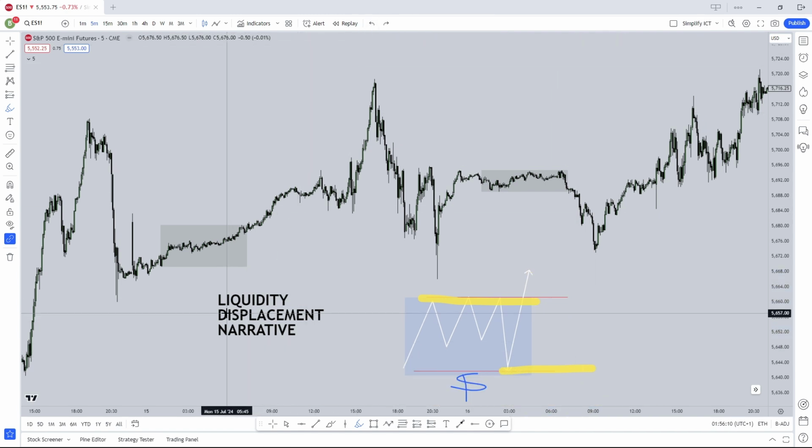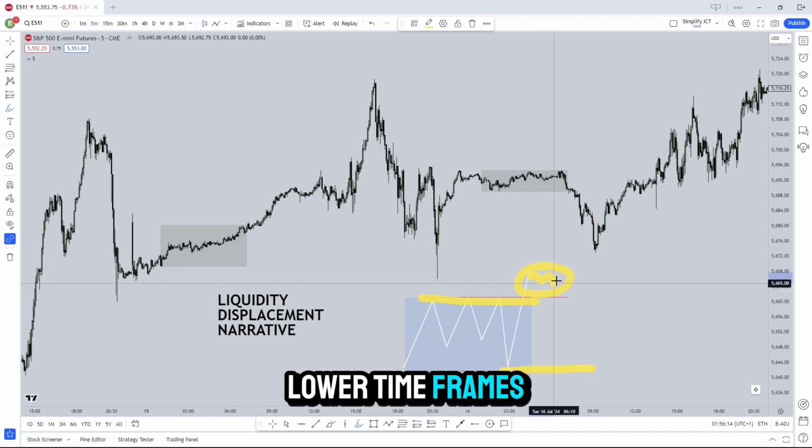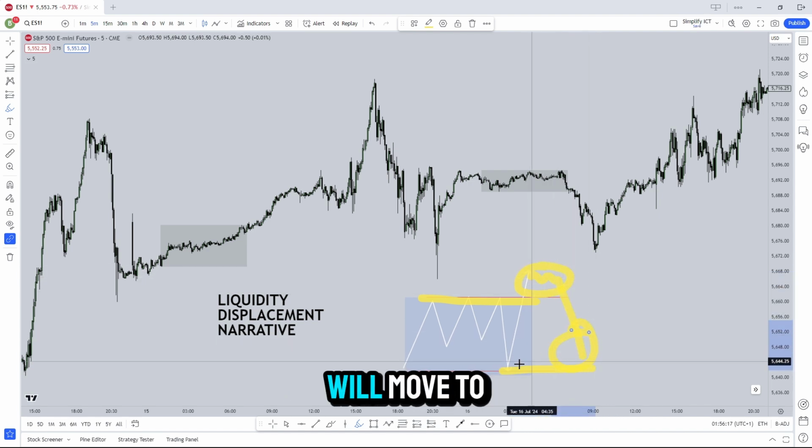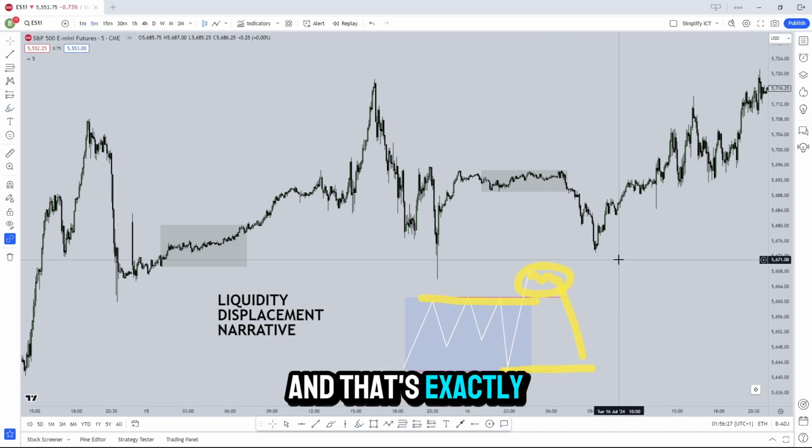Next step is displacement. We need to have displacement or signs of displacement on the lower time frames telling us that price will move to the downside and we can target that opposing liquidity. And that's exactly what we're getting into right now on the chart examples. Let's get straight into that.